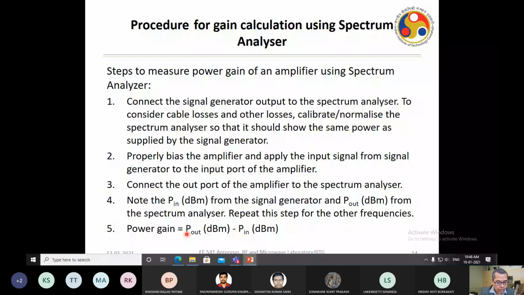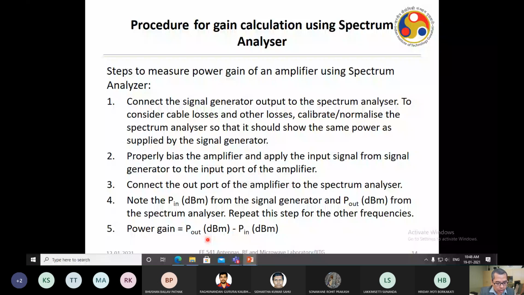dBm means dB per milliwatt, so the reference power is the milliwatt. For dBm, dBi, all these parameters, you should be very clear and understand them. You can have dB watt also, then the reference power is the watt. dBm means your reference power is milliwatt.